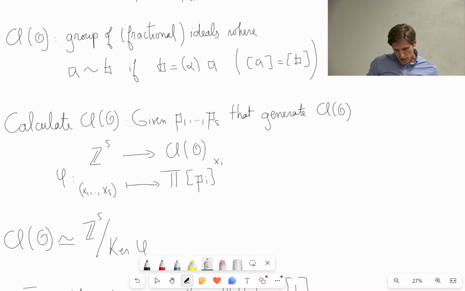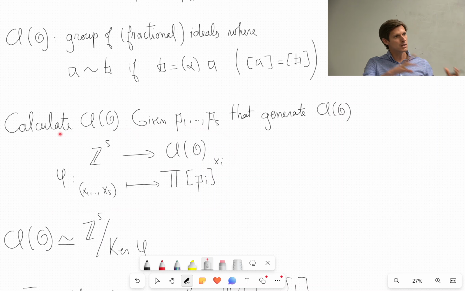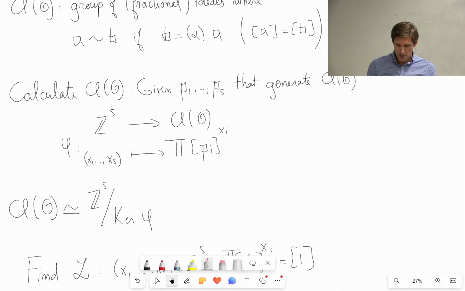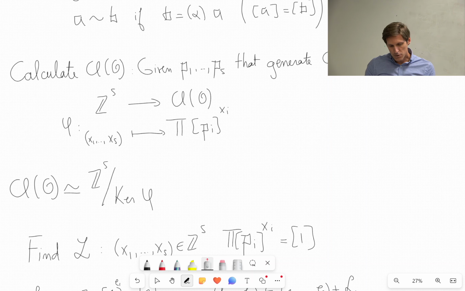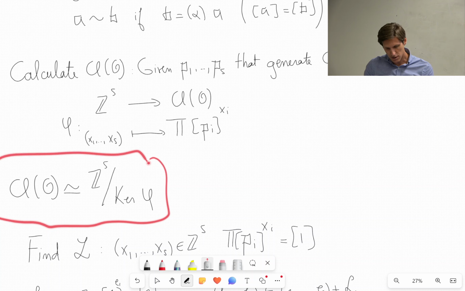And so the way we calculate in the ideal class group usually is, if we have a set of ideals that generate your class group, then you can consider this surjective morphism where you take exponents and map them to the product of those generators raised to the exponents. And if you indeed have a generating set, then this map is going to be surjective and you're going to have this identity here.